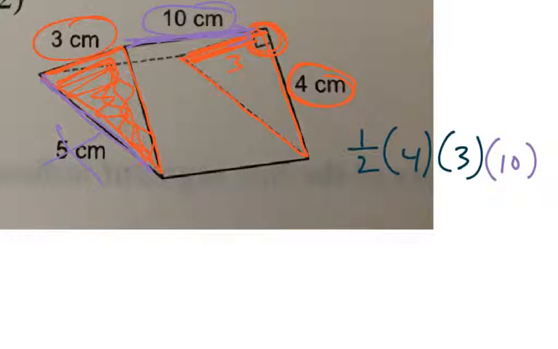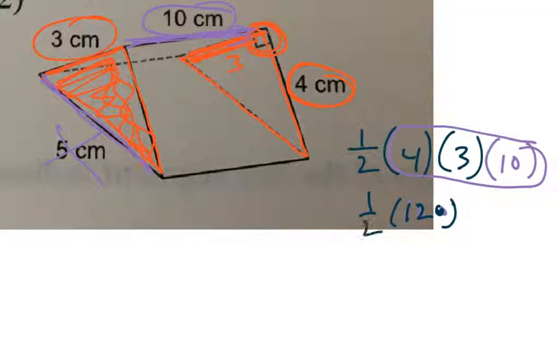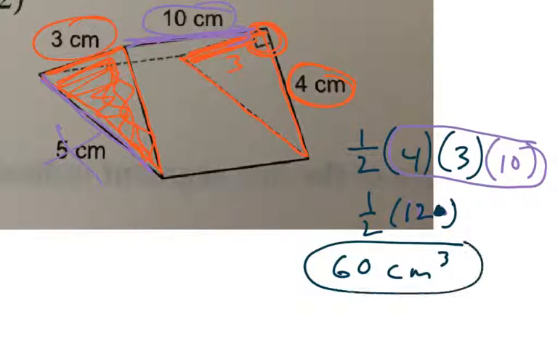So let's see here. 4 times 3 times 10 is 120. And once I do 1/2 of it, which by the way, same thing as dividing by 2, I get 60 centimeters cubed. Don't forget, volume is always three-dimensional. It's cubes. Pause the video if you need to.